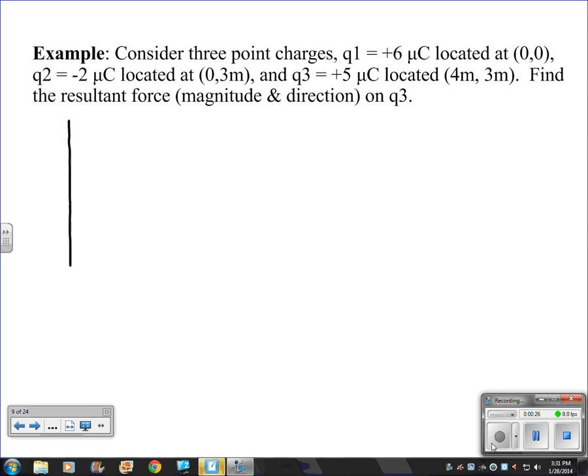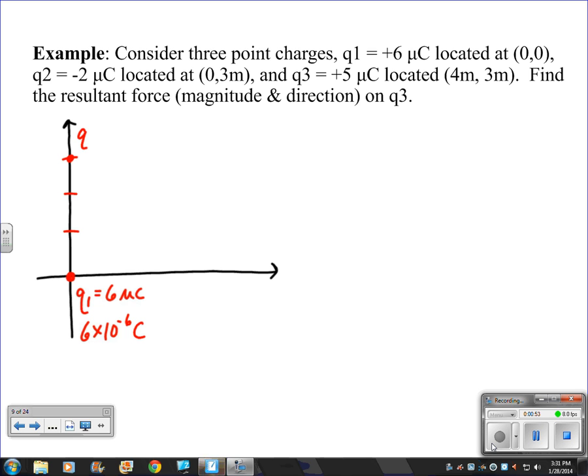This problem is on the coordinate plane, and more specifically, it's in the first quadrant. They say that Q1 is located at (0, 0), and it's 6 microcoulombs. So that's the origin. I'm going to label it. 6 microcoulombs is the same thing as 6 times 10 to the negative 6 coulombs. Next, Q2 is negative 2 microcoulombs located at (0, 3). That's over 0 and up 3 meters. Here's Q2, negative 2 microcoulombs. And finally, Q3, 5 microcoulombs located at (4, 3). That's over 4, up 3.